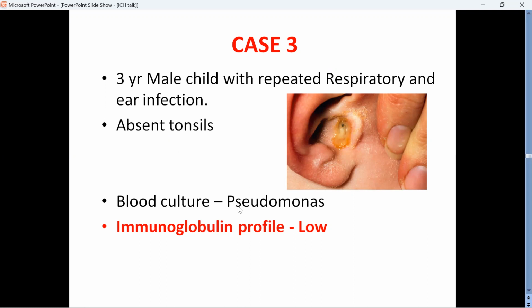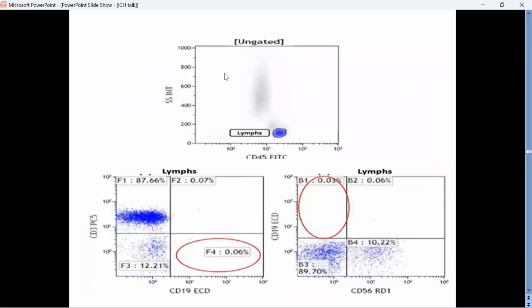Okay, so a blood culture was done. It was positive for Pseudomonas, and this is very important again. Immunoglobulin profile is low. So with these findings, almost we are coming to a conclusion that we have a suspected case of humoral deficiency or a B cell defect. So we just ran the lymphocyte subset analysis where we gated the lymphocytes and we searched for the T cells and B cells. The T cells were quite normal, but if you look for the B cells, they are almost completely absent. Okay, so this is a classic case of agammaglobulinemia.